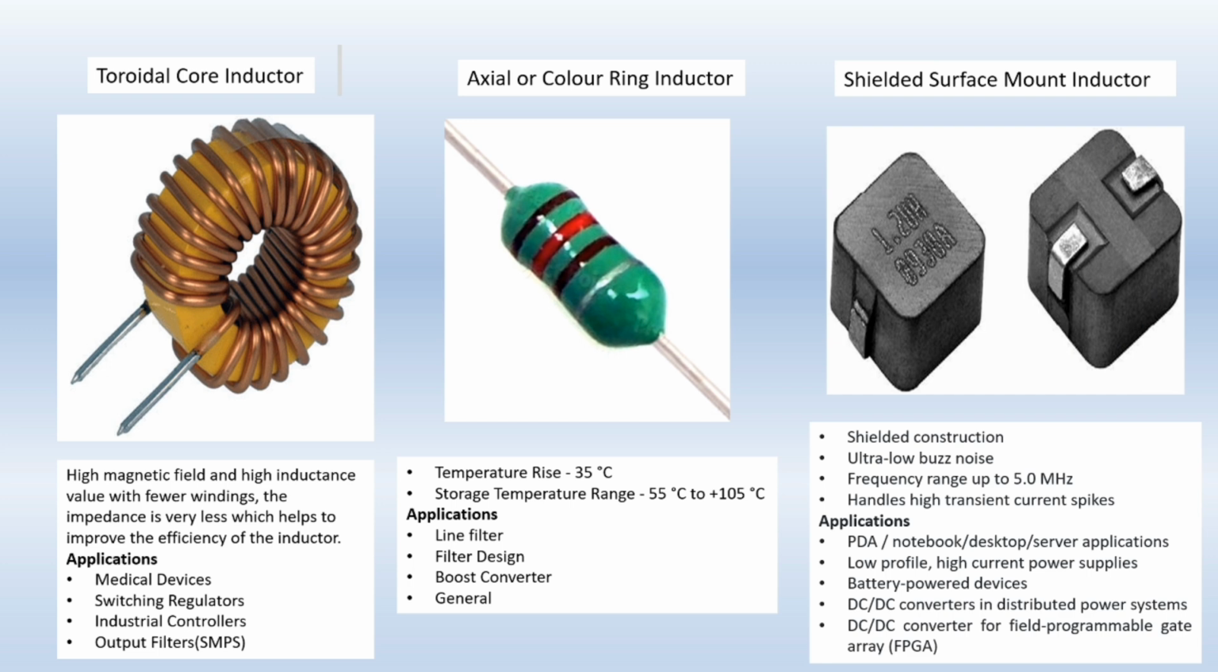Shielded surface mount inductor. As you can see in the diagram, this inductor is shielded. Because of this shielded construction, it has very low noise and its frequency range is up to 5 MHz. It can handle high transient current spikes also. So it is used in PDAs, notebooks, desktops, server applications, low profile high current power supplies, battery powered devices, in DC to DC converters in distributed power systems, and DC to DC converters for field programmable gate arrays.